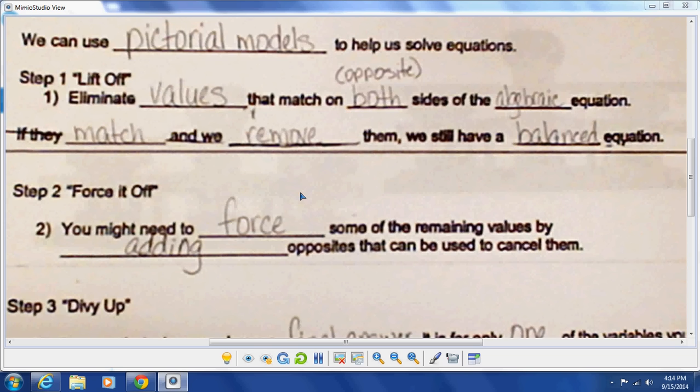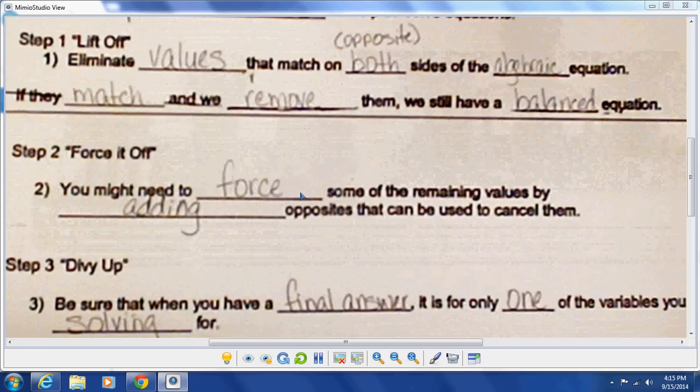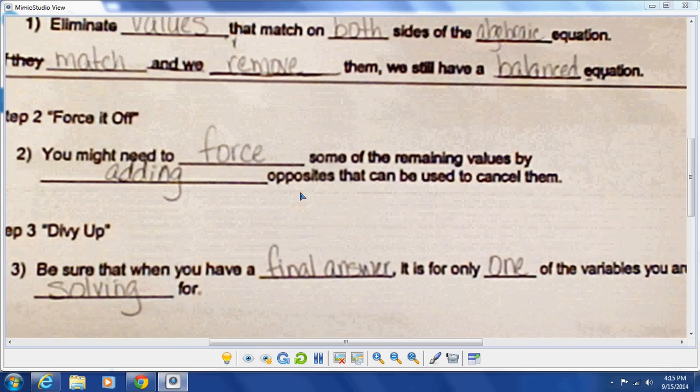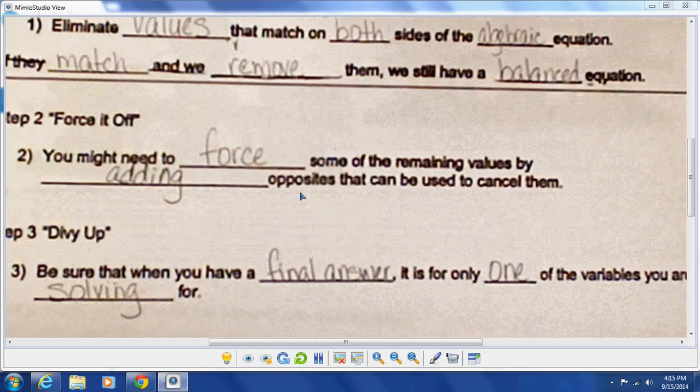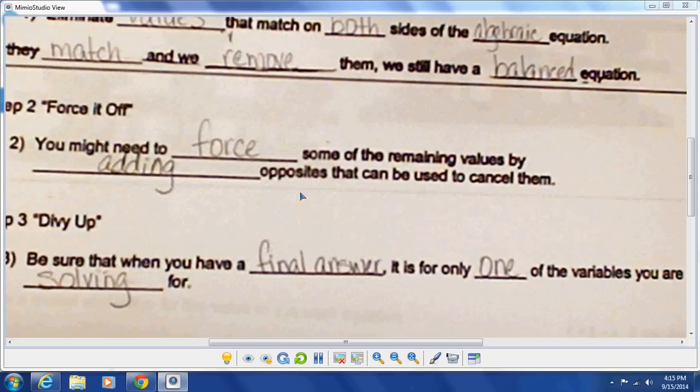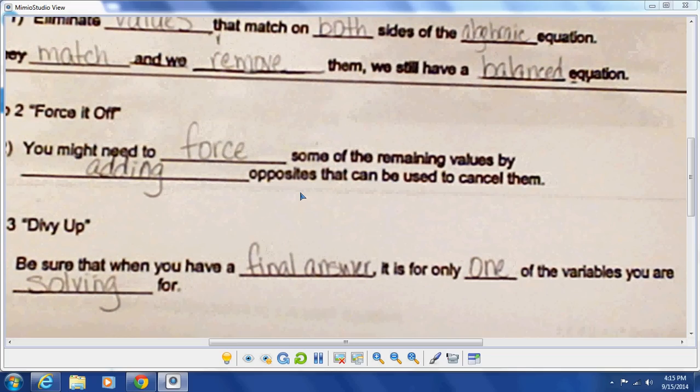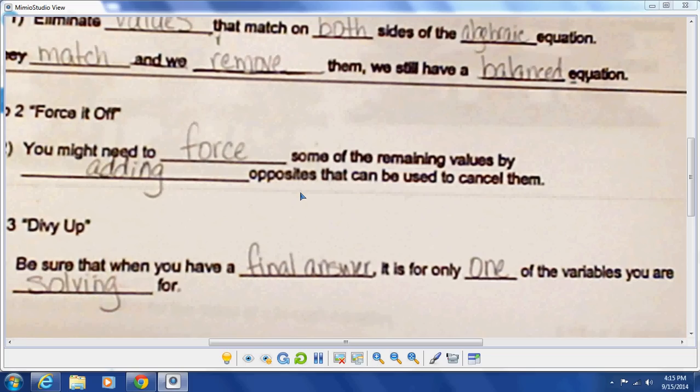Okay, and then our last step is going to be to divvy up. And divvy sounds like divide, right? So if we are going to divvy up, that means we're basically dividing both sides by the same thing. Because when we get our final answer, we're trying to solve for only one of the variables. So it says be sure that when you have a final answer, it is only for one of the variables you are solving for.